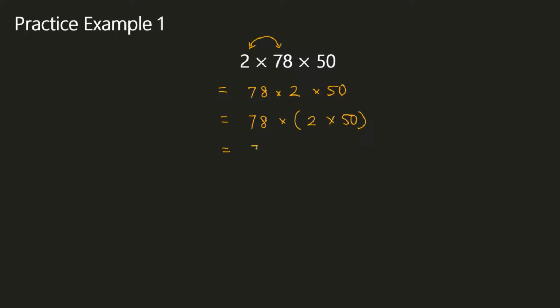So this becomes 78 times, 2 times 50 is 100, which is 7,800. Okay. So looking back, in here, we used commutative property. Okay. And in this step, we have used associative property.